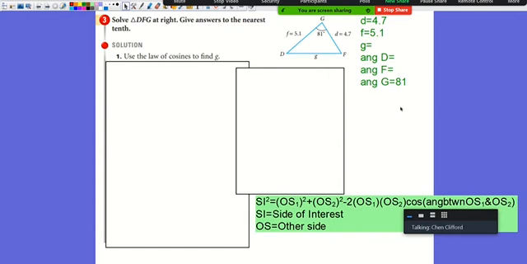All right, so we need to find the remaining 3 pieces. So let's start by finding G. I like to find the sides first. If you have a combination of sides and angles, I like to find the side first. So check this out. We're gonna put G here.